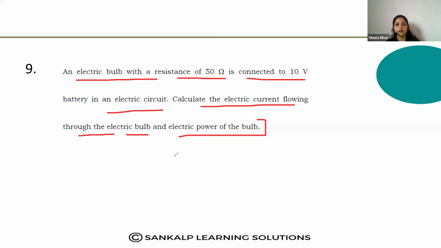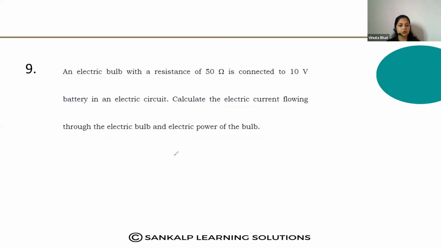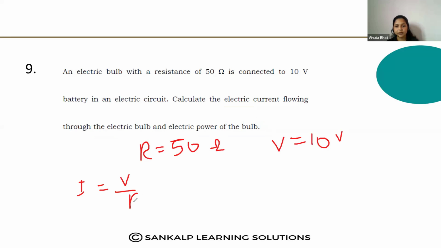Here the resistance is equal to 50 ohm. What is the resistance? R is equal to 50 ohm. And what is given? V is given, that is 10 volt. Current flowing we have to calculate. I is equal to V by R formula we can apply here. V is 10 and R is 50, that is 1 by 5.